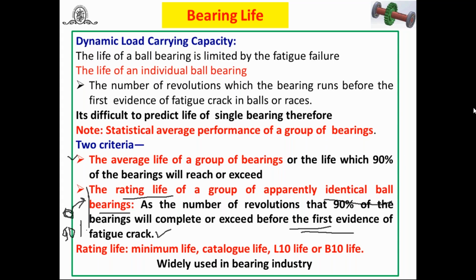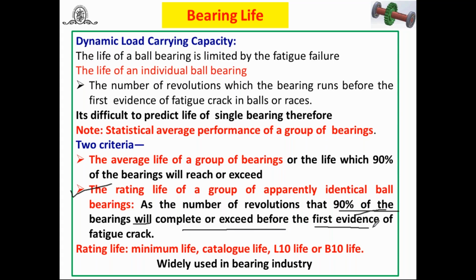Try to understand. One is the average life, the second one is the rating life, but rating life is used in industry. And what do you mean by it? The number of revolutions that 90% of the bearings from the same identical group will complete or exceed before the first evidence of fatigue crack. The same definition: out of that 100, 90% of the bearings should complete or exceed before the first evidence. That is the rating life, and it comes under the statistical average.